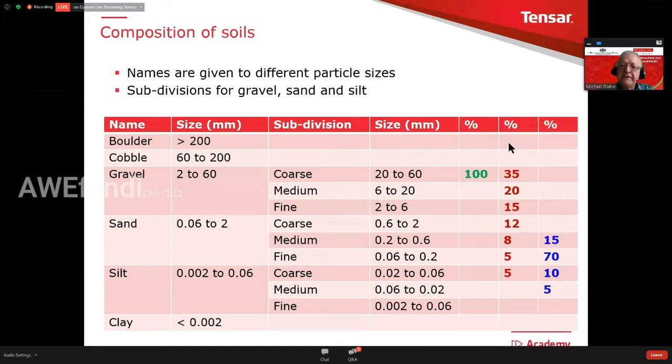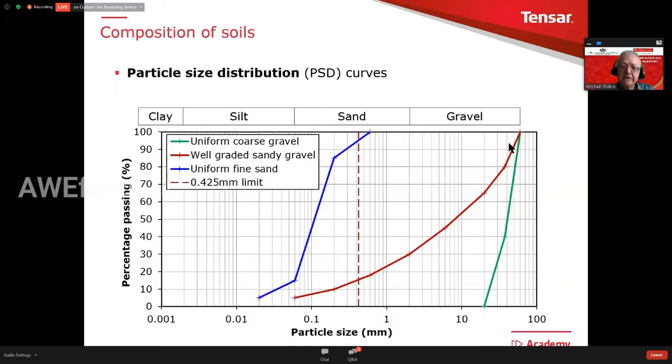So if I add some data here from three samples, I've got a green sample, a brown sample, and a blue sample, I can arrange them in that way, and that's quite interesting. But far easier is to plot this on a special kind of diagram, which we call a particle size distribution curve, or a gradient curve.